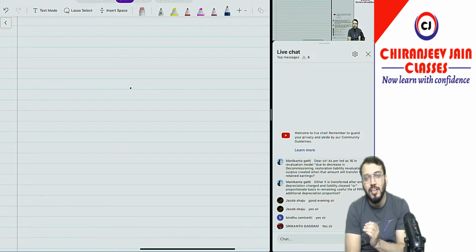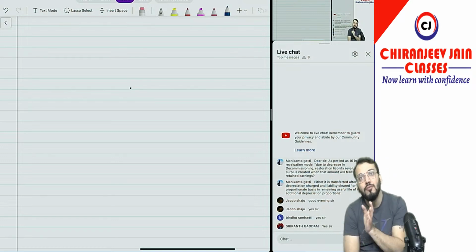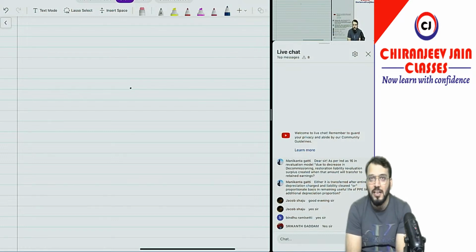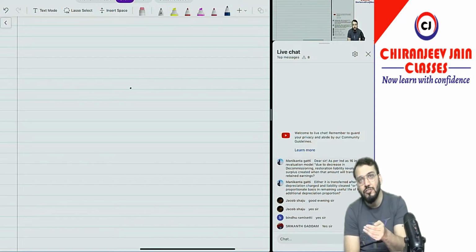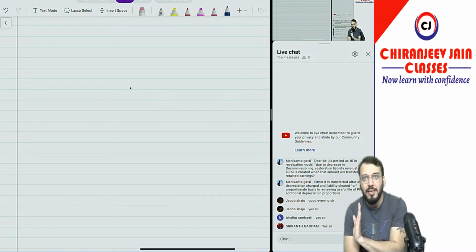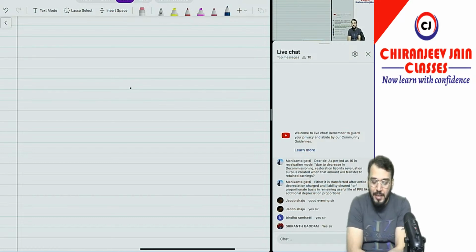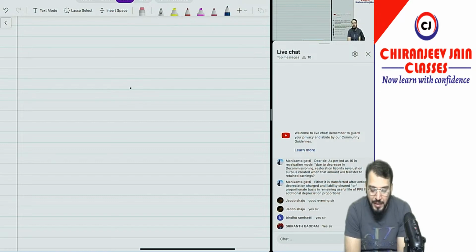Or you can transfer the balance of revaluation surplus over the remaining useful life with an amount equal to the additional depreciation. To calculate the additional depreciation, that amount will be transferred from revaluation surplus to retained earnings during its remaining useful life. These two options are available. Understood? Got this point, Manikanta?